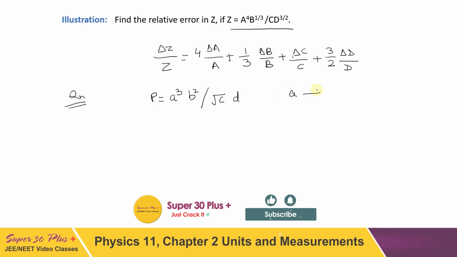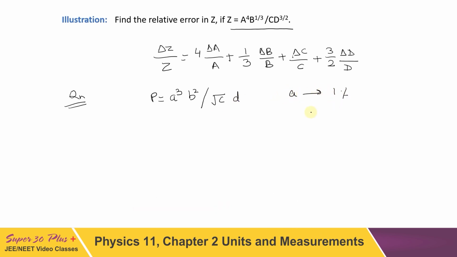For A, it is given as 1%. For B, this is given as 3%. For C, this is 4%. And for D, it is 2%.